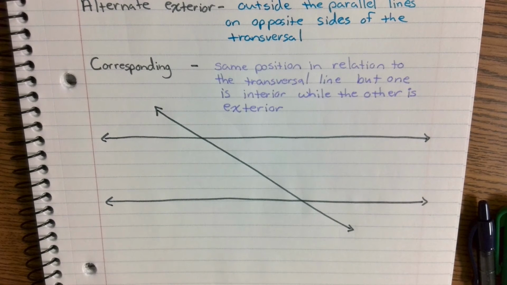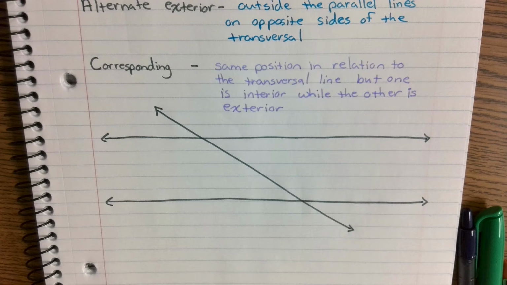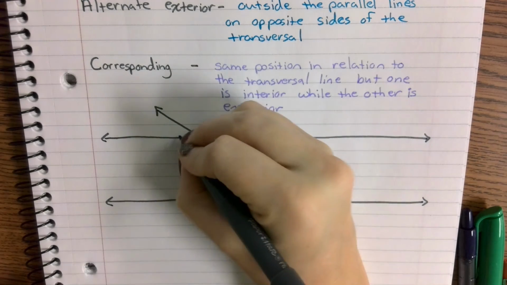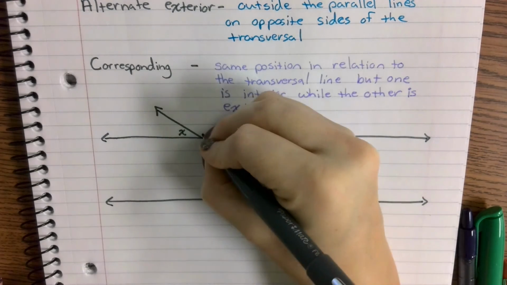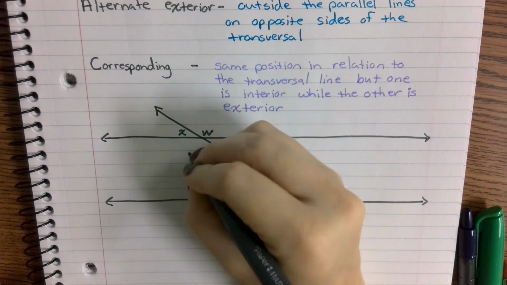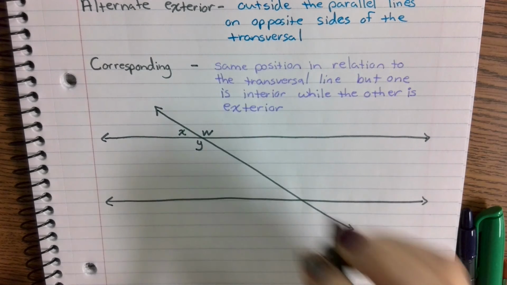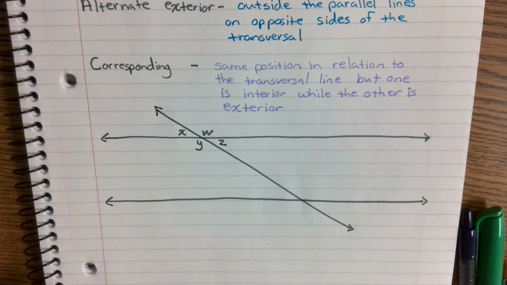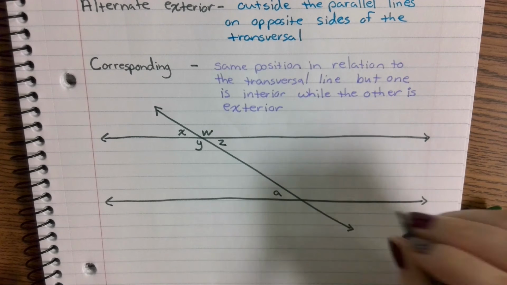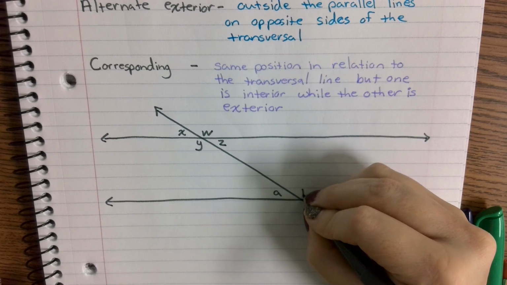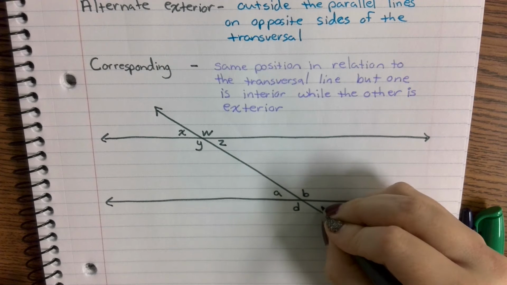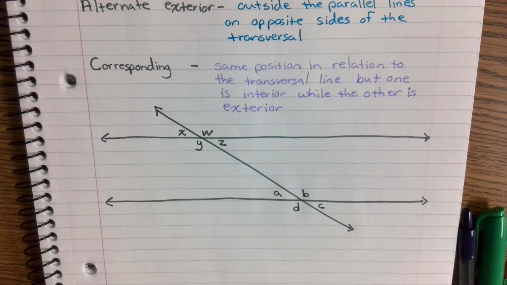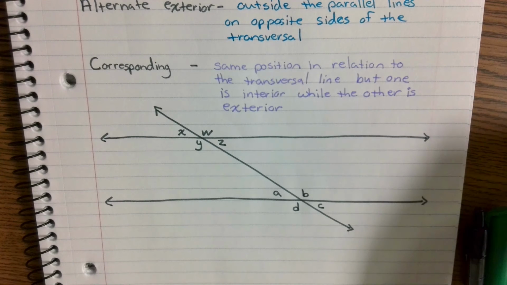So starting with our alternate interior angles, we'll go ahead and say that this is angle X, this is angle W, this one is angle Y, this one is angle Z, and then down here we'll say that this is A, this is B, this is D, and this one's C. Okay? Make sure you have them in the same position that I do.